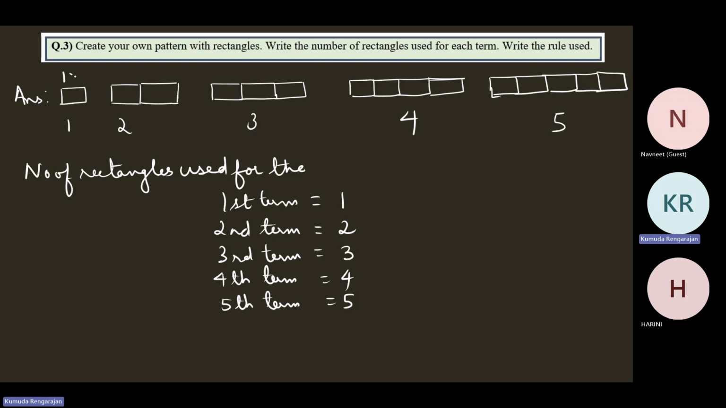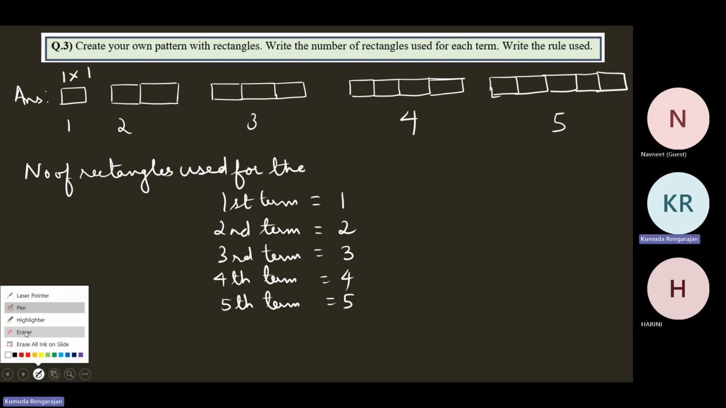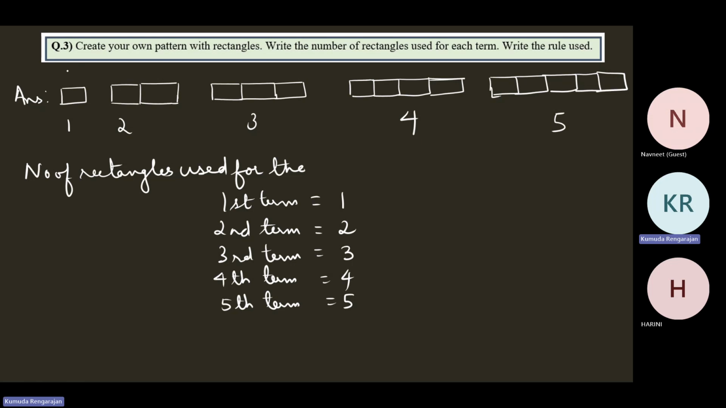Because for the first one, it is 1 into 1. I'll just tell you how. For the first one, it is the first term into 1. For the second one, second term into 1. Third term into 1. Fourth term into 1. Fifth term into 1. So we have to replace the counting numbers 1, 2, 3, 4, 5 with n. So it will be n into 1, which is n. n is the rule.